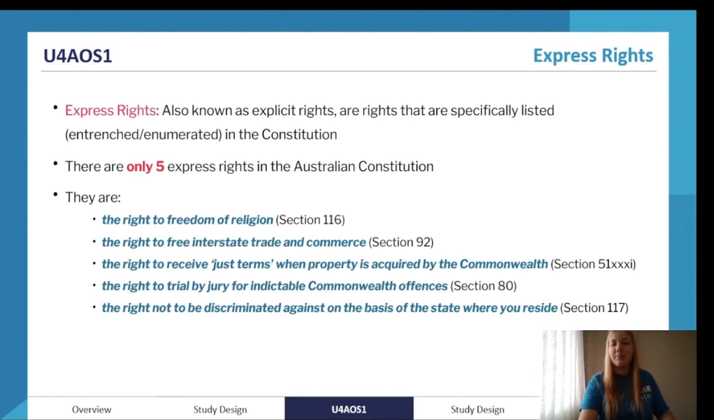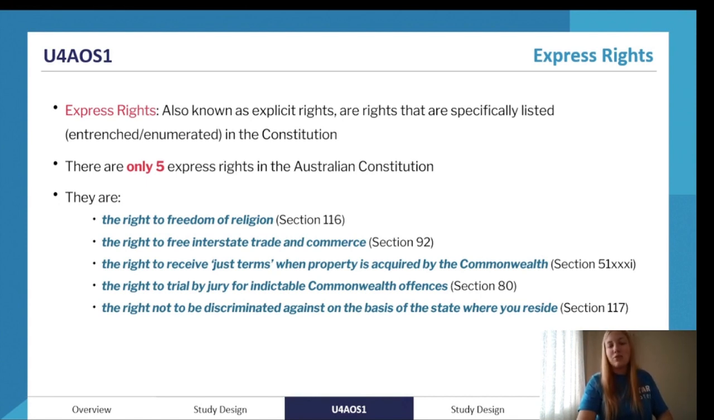So, what are the 5 express rights under the Australian Constitution? It is the right to freedom of religion, which is our section 116, which we need to remember. Essentially, the government cannot impose laws interfering with religious practices or declare that one religion is the religion of the country, which offers protection for people to have a variety of religions here and nothing to interfere with their practice.